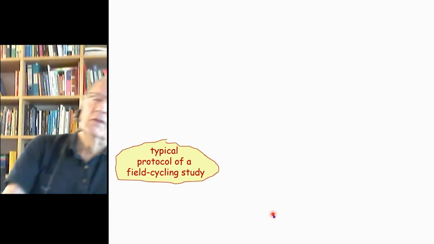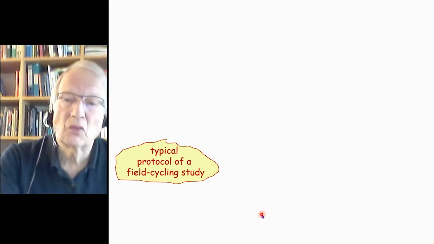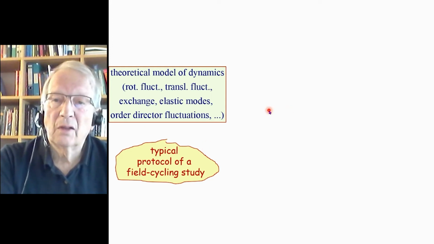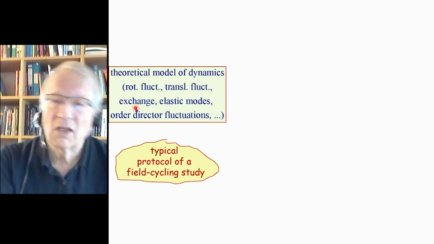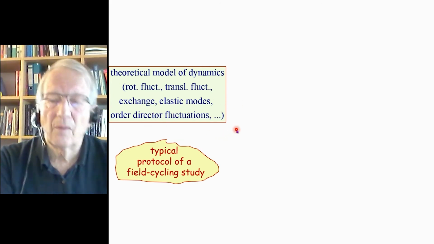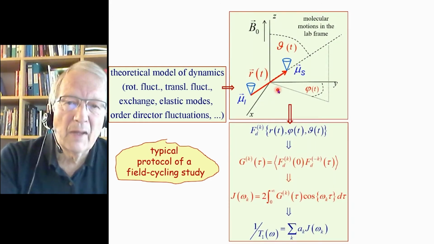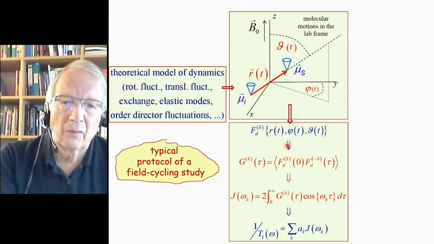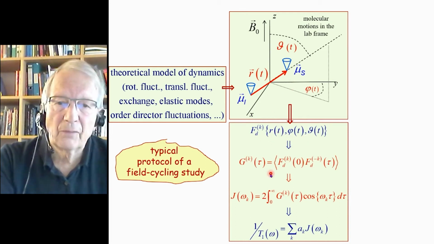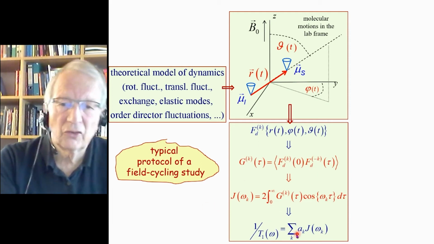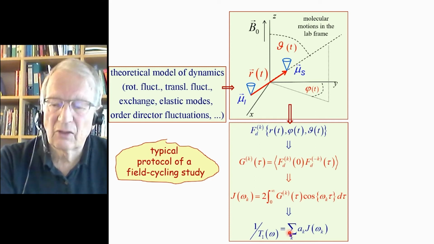So this leads us to the typical protocol of field cycling studies. We start with a model of the dynamics. This can be rotational fluctuation, translational fluctuation, exchange, elastic modes, order-director fluctuation, and so on. And we make some predictions for the fluctuations of the couplings. So we get these functions F, we form the correlation function, spectral density, and thus we have some predictions for the spin lattice relaxation rate.